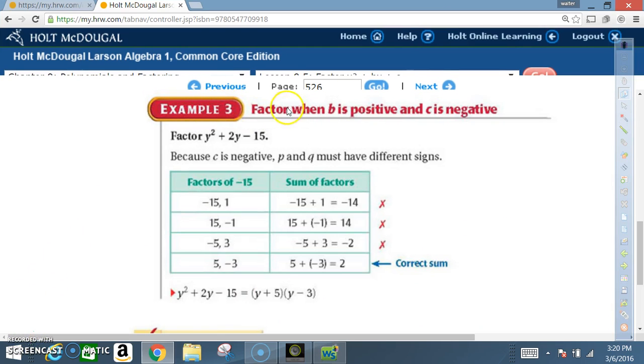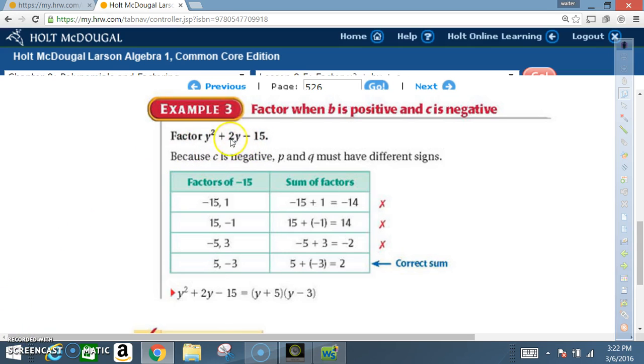Example 3, factor when B is positive and C is negative. Factor y squared plus 2y minus 15. Because C is negative, that means that P and Q must have different signs.